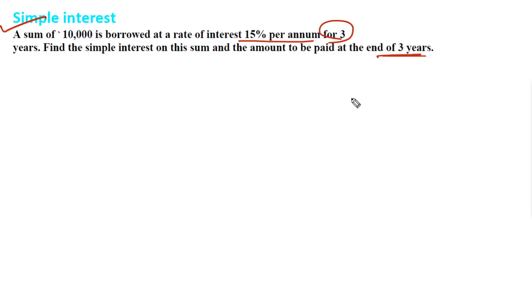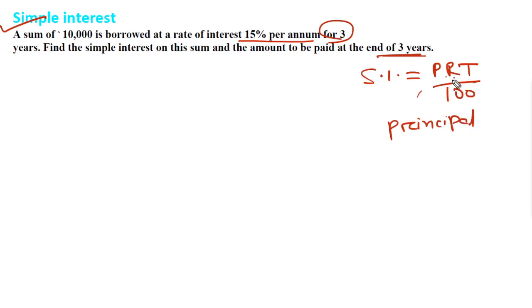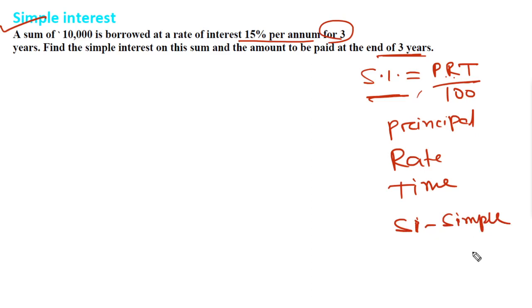So here you know there is a formula for simple interest which was equal to what? PRT divided by 100. So who was P? P was principal. Then R was rate of interest. Then T was time. Who is SI? SI is your simple interest.